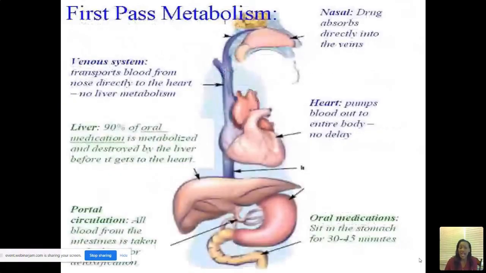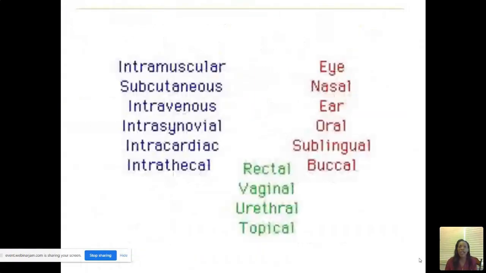Now, first pass metabolism. Everything you take by mouth goes through what we call the first pass, or AKA the liver. When you give something intravenously, it doesn't go via the liver. Some rectal drugs have a small percent of first pass that goes through the liver. But if you're giving it by mouth, it's going to go through the liver. So 90% of oral medication is metabolized through the liver. Keep that in mind. We call that the first pass metabolism. Very important.